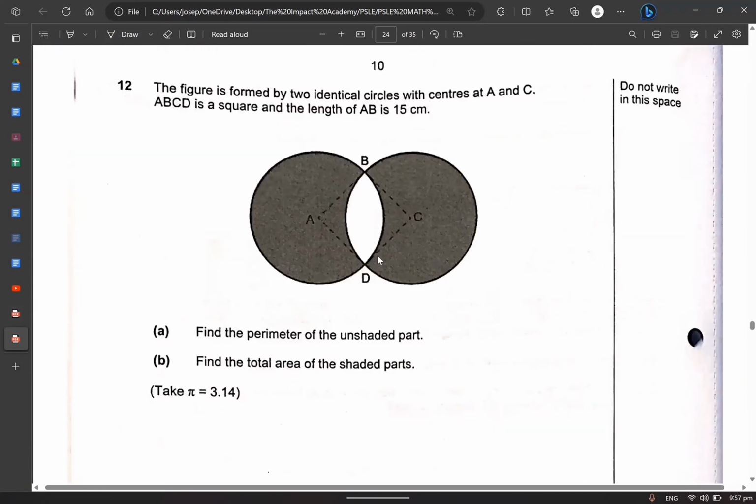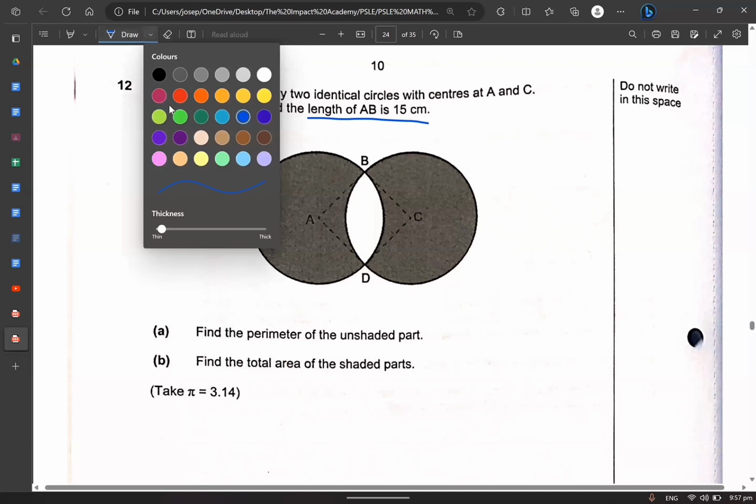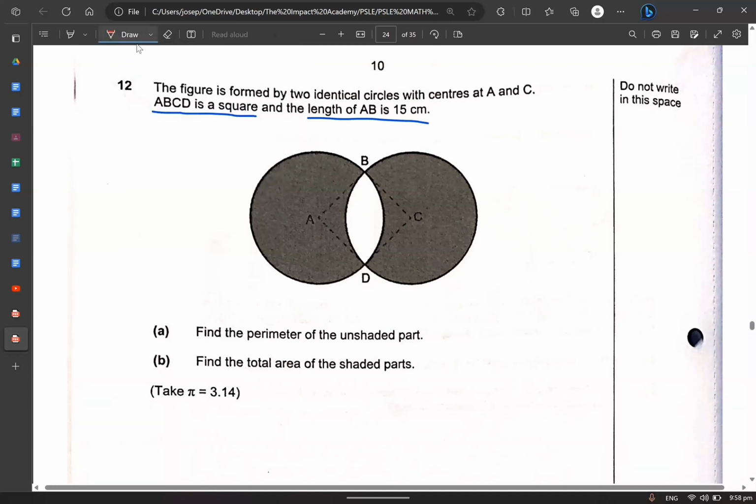Now, let's move on to question number 12. As you can see over here, it says that the figure is formed by two identical circles with centers at A and C. So they want us to find the perimeter of the unshaded part, as you can see over here in part A. And before I even go on to that, I make sure I read all of these things. It says that ABCD is a square, which is very important, and the length of AB is 15. So you want to quickly write down that AB is actually 15 cm. So we are going to write this down first.